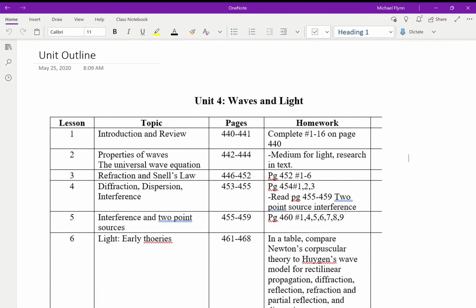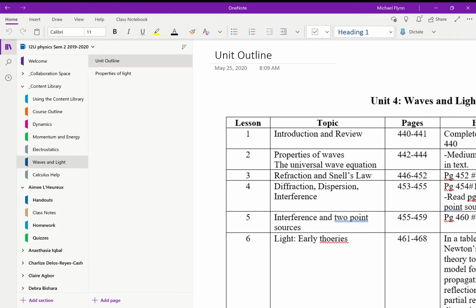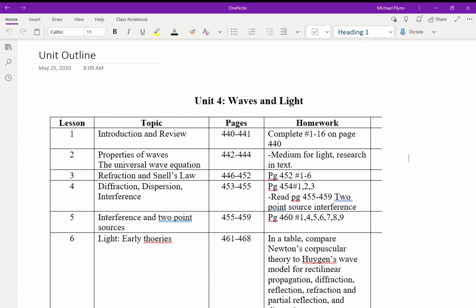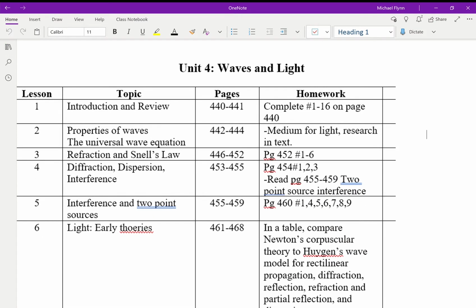So there are no free body diagrams or anything like that. So it's kind of a break, and it's more getting into modern physics, which is nice too. And I have a new unit outline posted. I'm just going to say a couple of things about this.